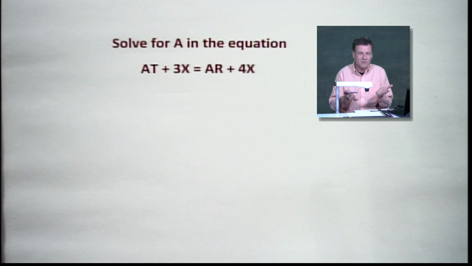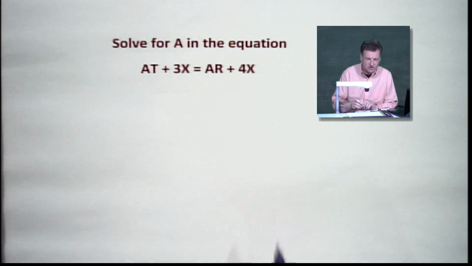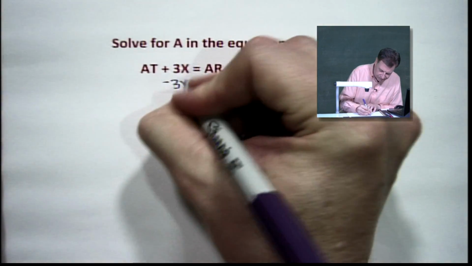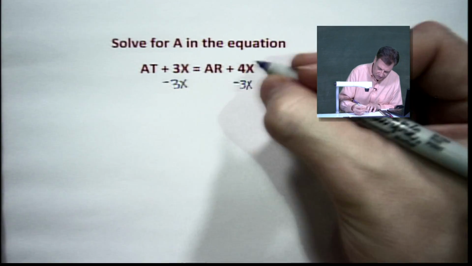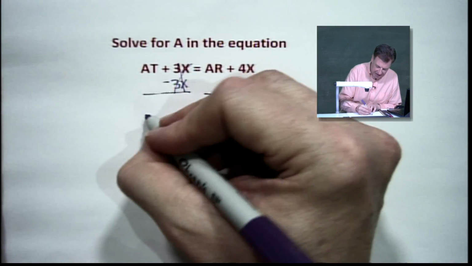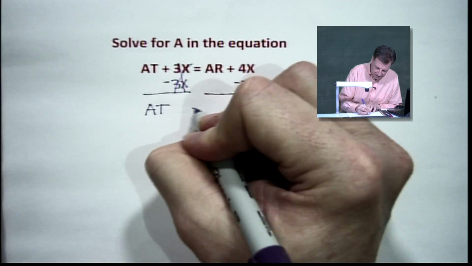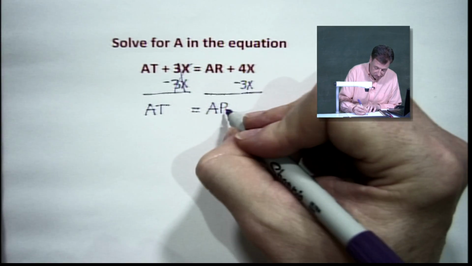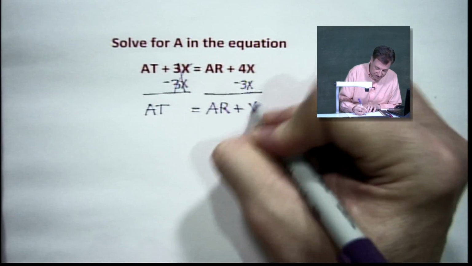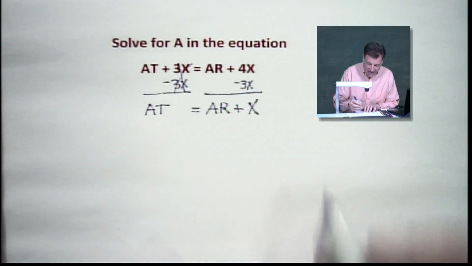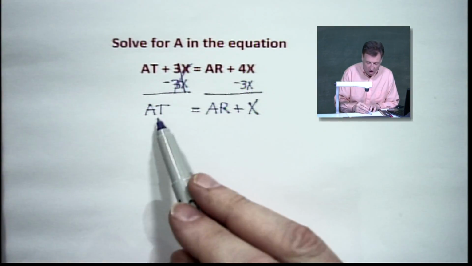We're going to have to subtract somewhere. So let's do this first. I see x's on both sides, and I think that opens the door. Let's subtract 3x first, okay? Let's subtract 3x from both sides. And what that does, that basically opens up AT on the left, and it gives me AR plus x, because remember, 4 times 3 gives us 1, so we just write it x on the right. That already takes a little bit of the pressure off.